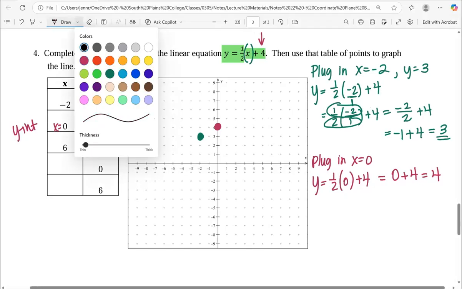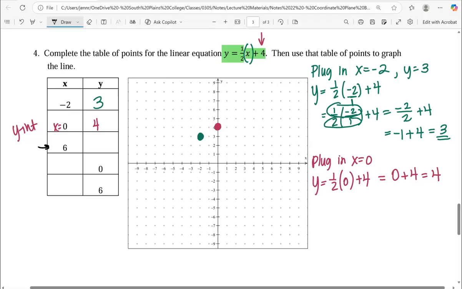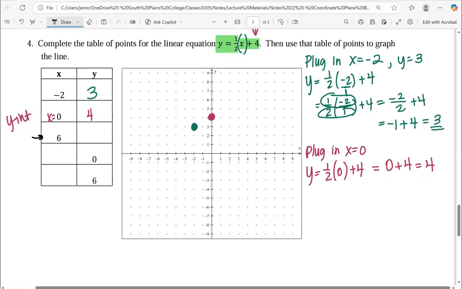I want you to pause and try the next one. Assuming you've done that, now let's plug in x equals 6. Well, y equals 1/2 times 6 plus 4. Just like we did earlier, I put that 6 over 1, and what I really have is 1/2 times 6 over 1 plus 4.